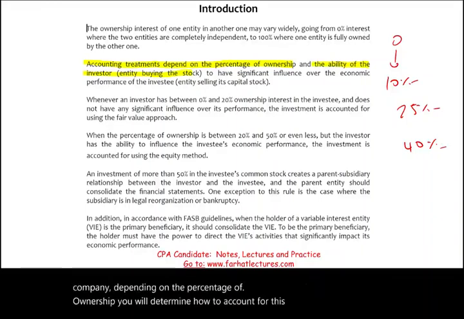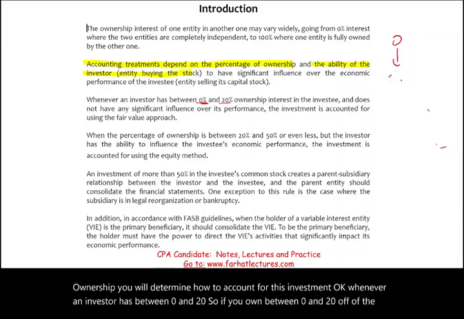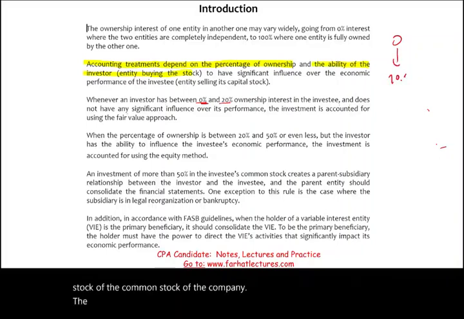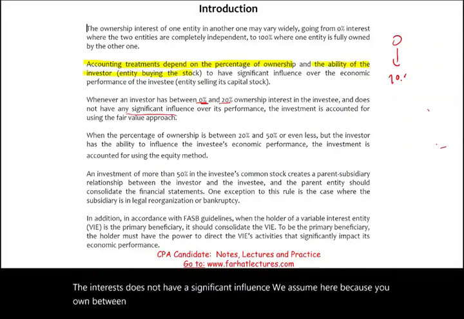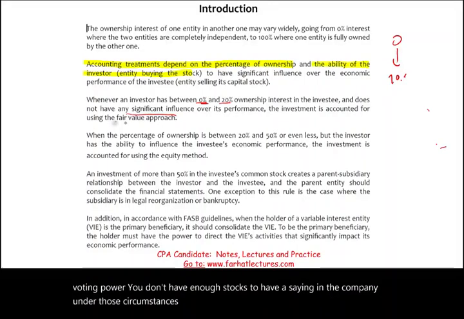Whenever an investor owns between 0 and 20% of the common stock of the company, the interest does not have significant influence. We assume that because you own between 0 to 20%, you don't have influence. You don't have enough voting power. You don't have enough stock to have a say in the company. Under those circumstances, you will be using the fair value method, which is the method I will be covering specifically in this session.